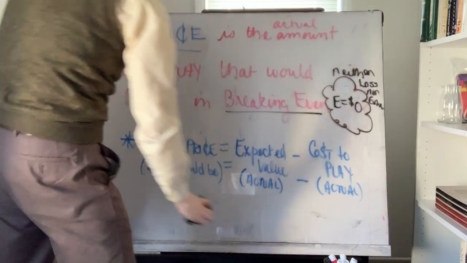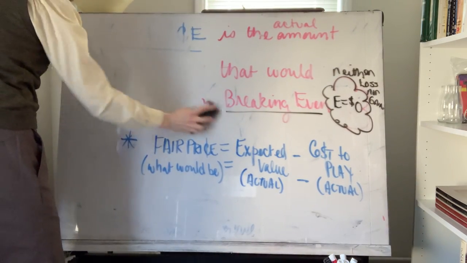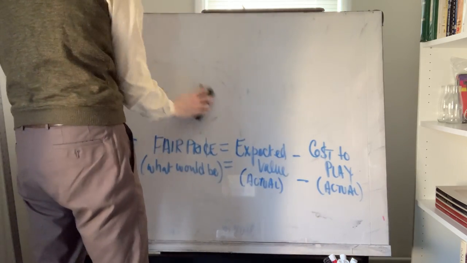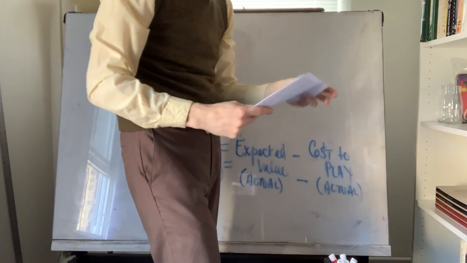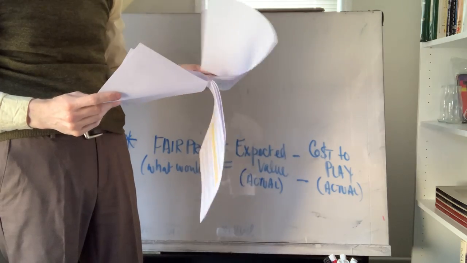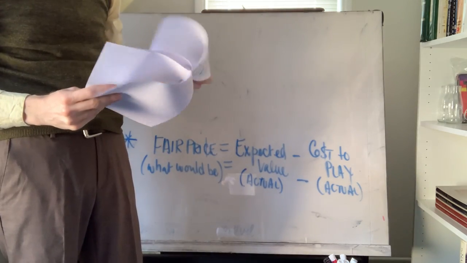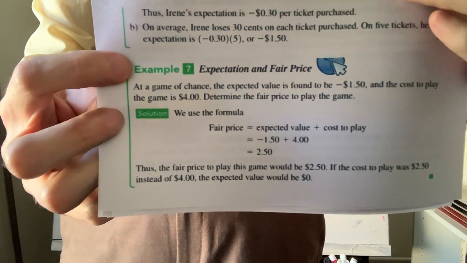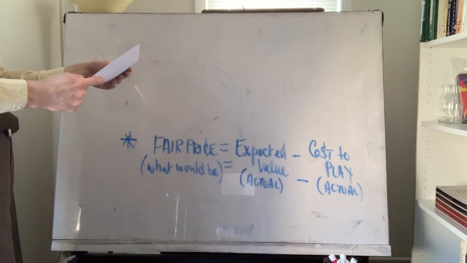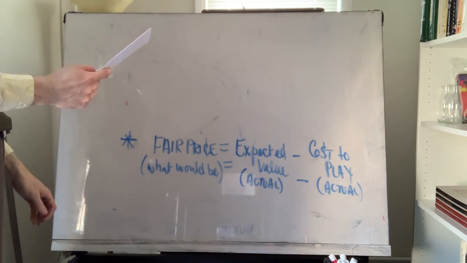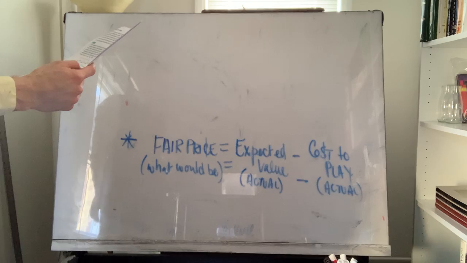Okay. So, for the sake of space, let me give you a quick question. I'm going to reiterate what is problem 7. I can paraphrase it, so I don't have to turn on the projector. Down here is 7. I'm going to read you this, and then paraphrase. All right. At a game of chance, the expected value is found to be -$1.50. And the cost to play the game is $4. Determine the fair price to play the game.